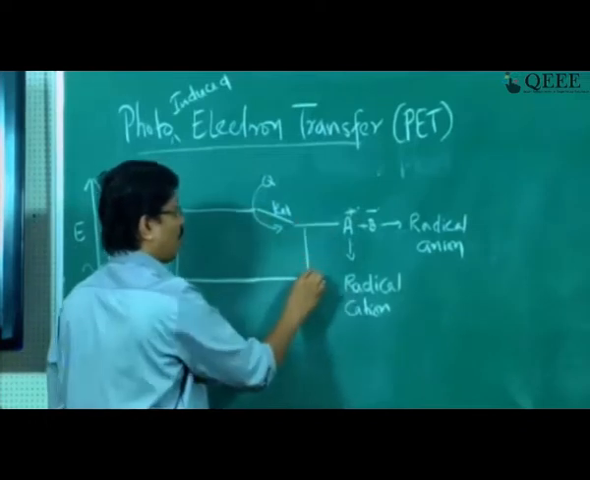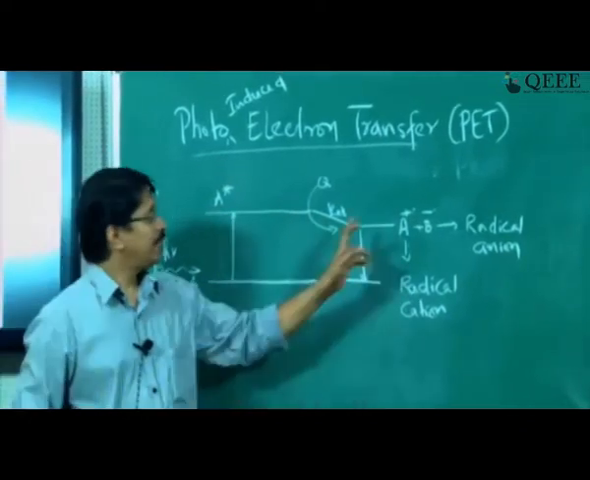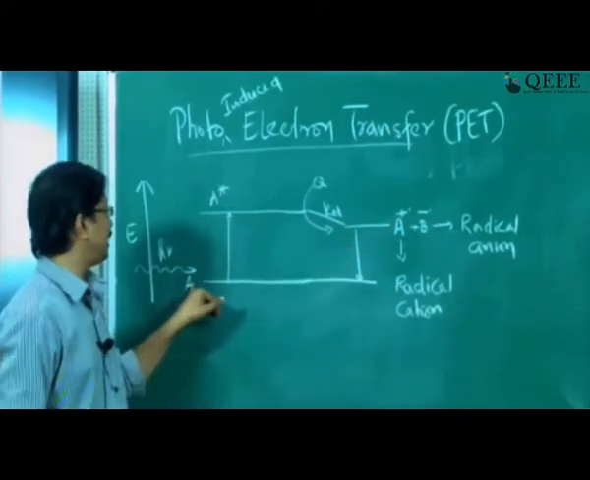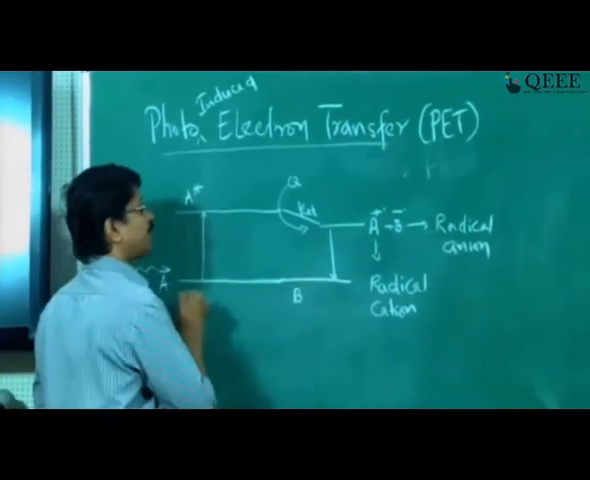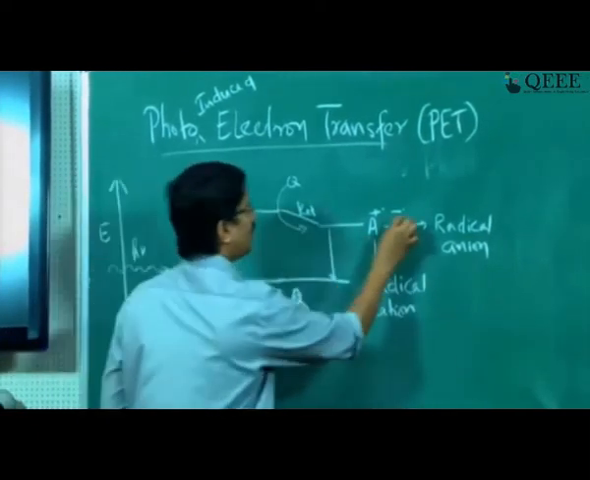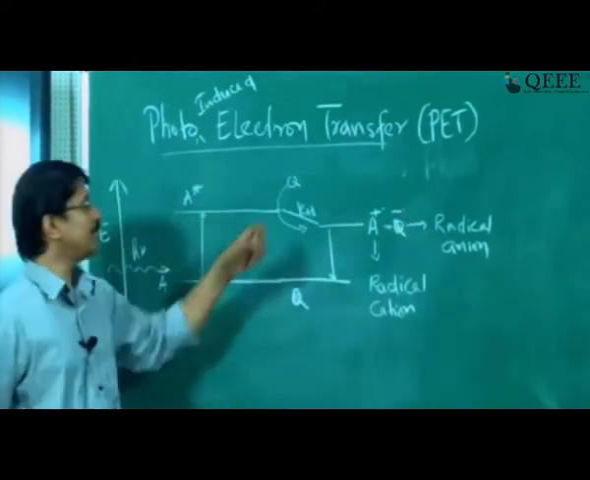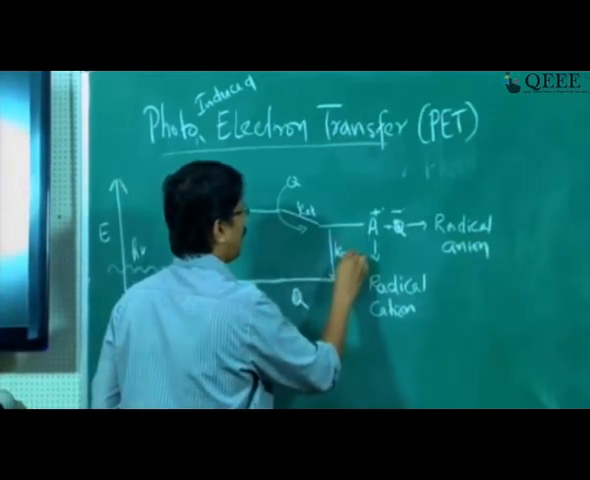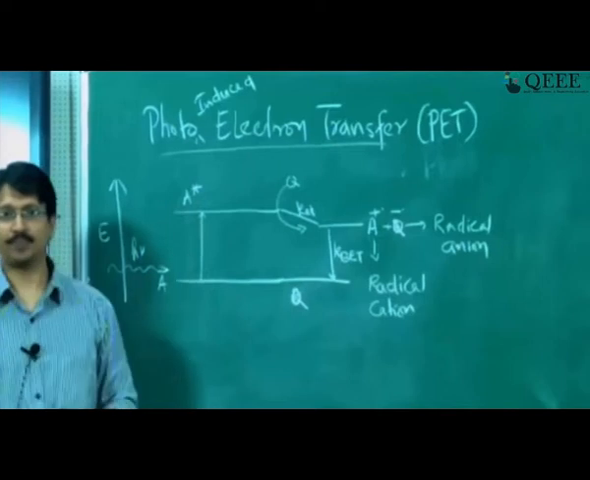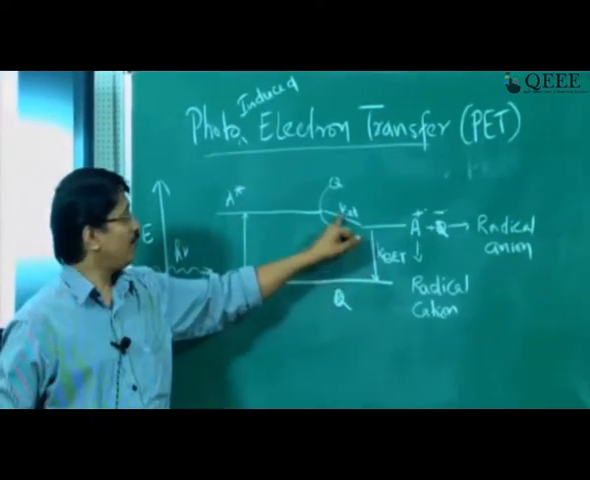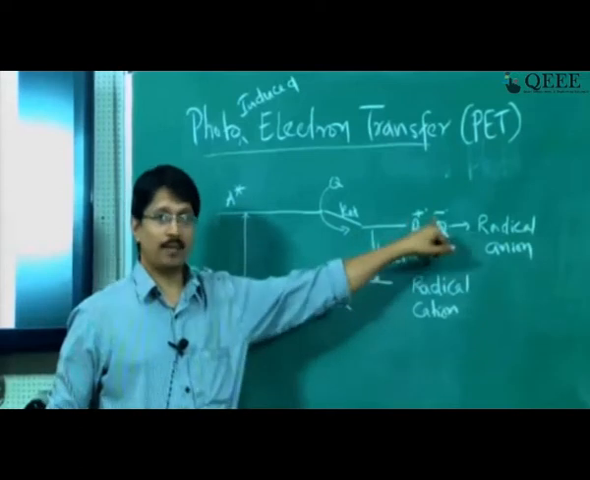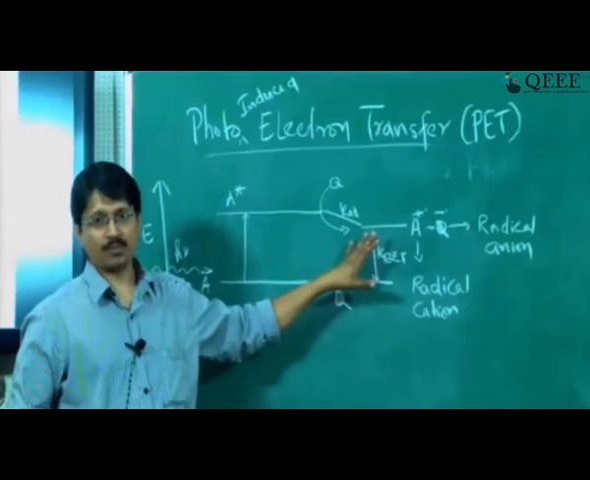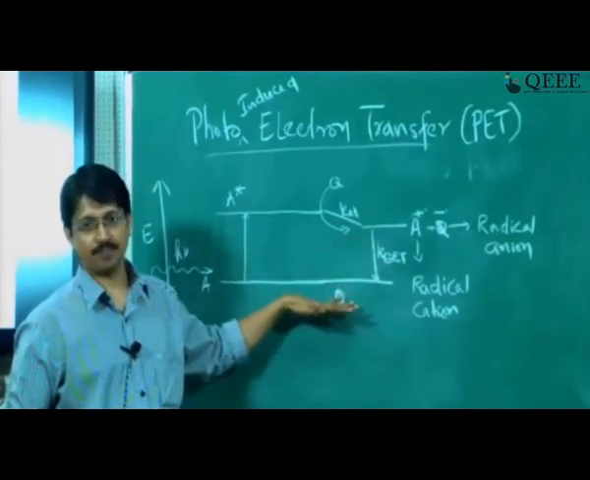Sometimes, or most of the time, the transferred electron will come back to the initial position, and then you will get A back and Q back. I will put Q here because Q is the one receiving the electron, and this process is called back electron transfer, or BET. So there is a forward electron transfer which produces this radical ion pair, and there is a back electron transfer, which is basically an energy wasting process, because you are getting the starting materials again.